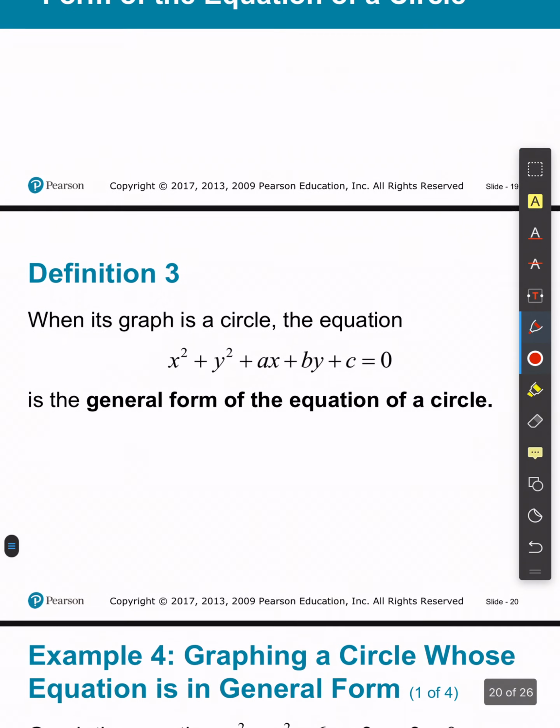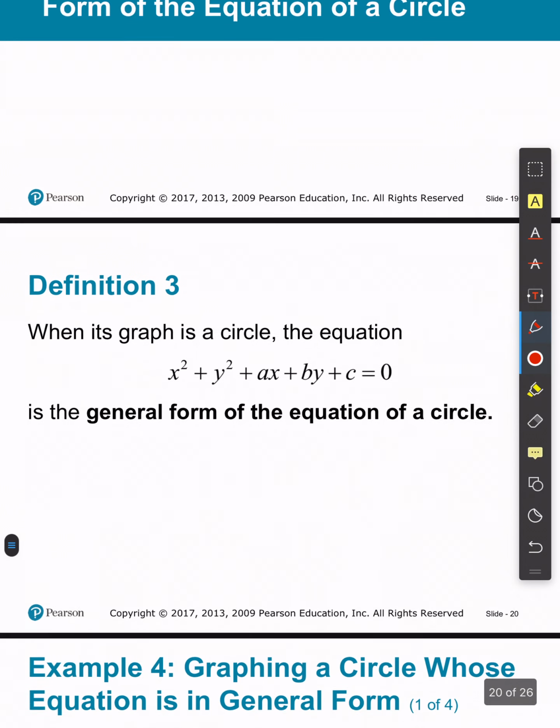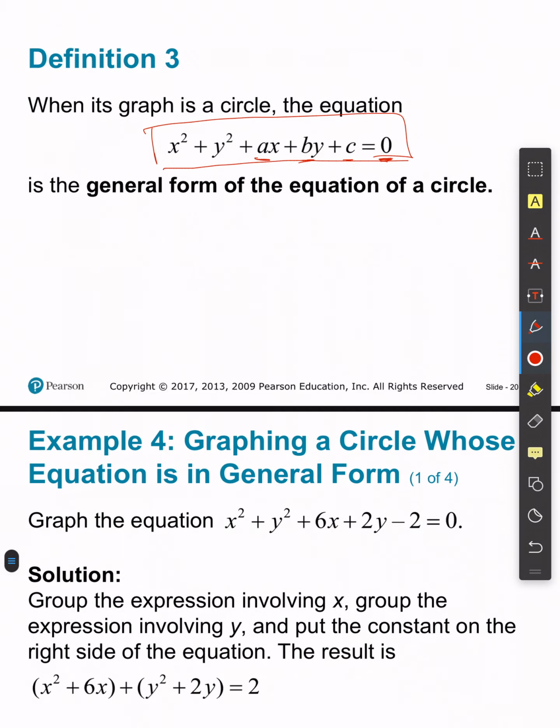Okay, so the last thing here is going into the general form of the equation of a circle. For that, you might want to write this down. I think I have it in your notes. This is the general form of the equation of a circle, where you have x squared plus y squared plus ax plus by plus c is equal to 0. Always equal to 0. That is the general form.